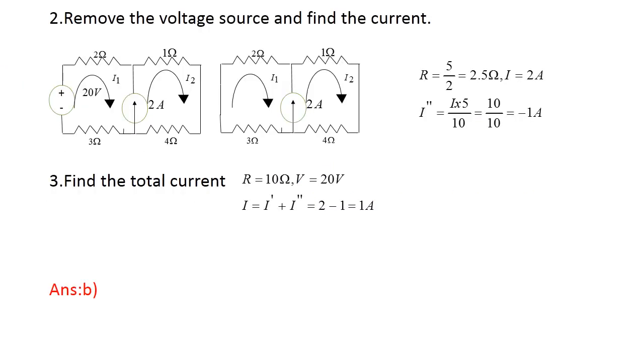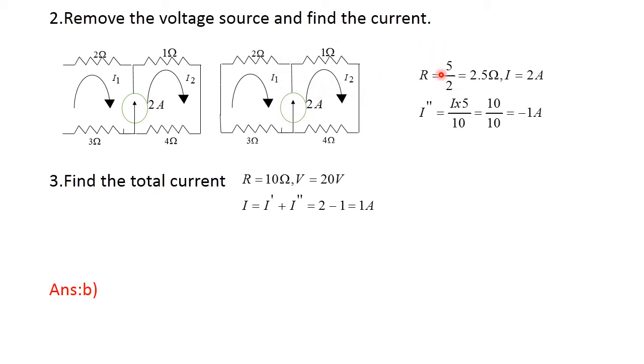So the next step is to remove the voltage source and find the current. So now we are going to remove this voltage source. If your voltage source is removed, then we have to short circuit it. Now this 2 ohm and 3 ohm are in series. Similarly 1 ohm and 4 ohm are in series. So you will be having two 5 ohm resistors in parallel with this current source.